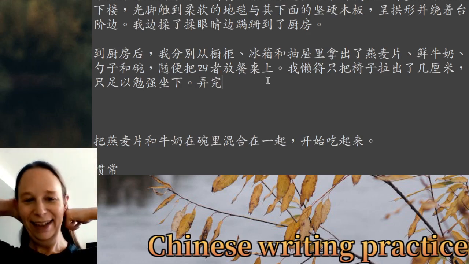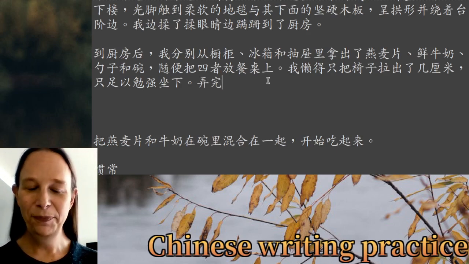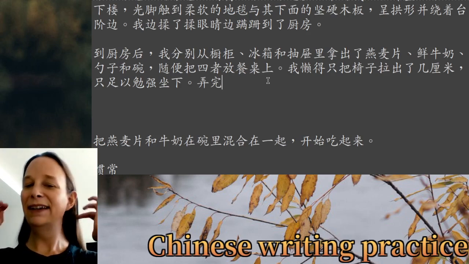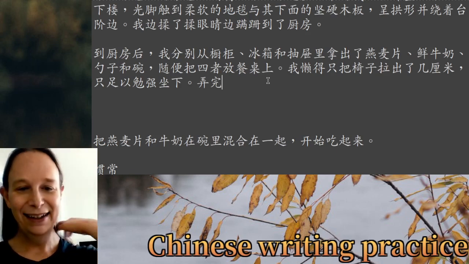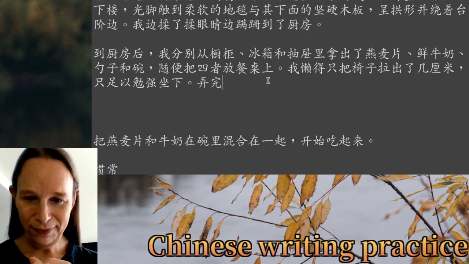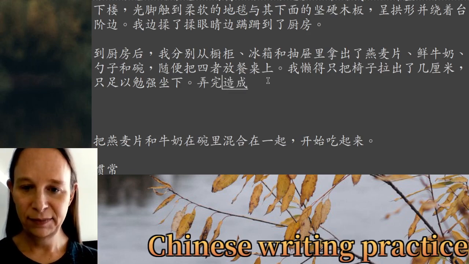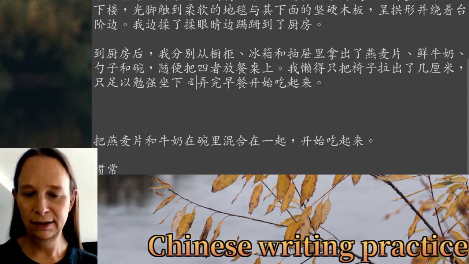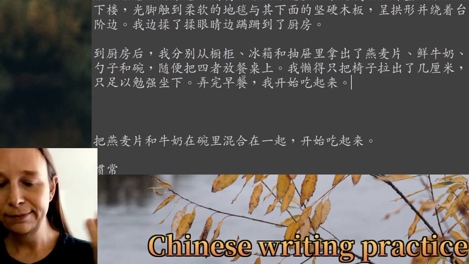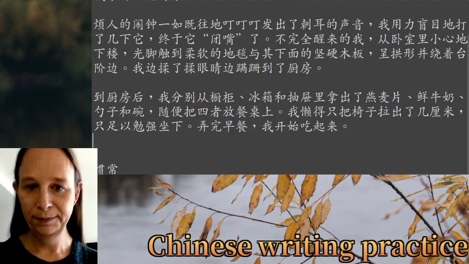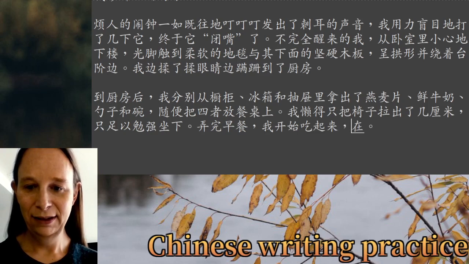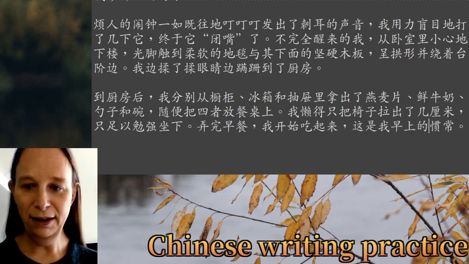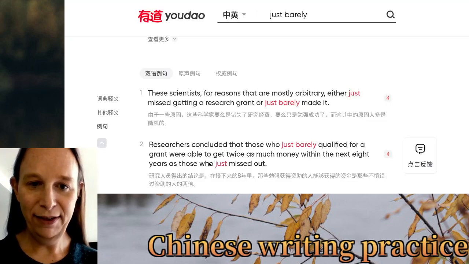There isn't really the concept of cereal in Chinese, so you have to say 燕麦片, and 燕麦片 can refer to things that are not, strictly speaking, 燕麦片. May not even be 燕麦, I guess. 燕麦, what is 燕麦? It's barley, right? You use it for wheat as well, and things like this. 弄完早餐开始吃起来。我弄完早餐，弄完早餐开始吃起来。I want to use 惯常。Can I just say 这是我早上的惯常？So let's go over here.